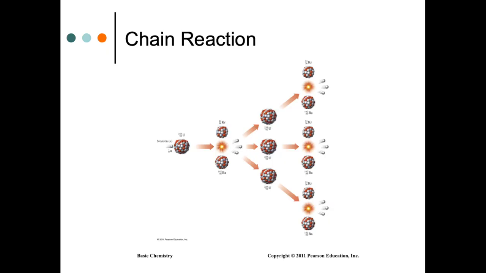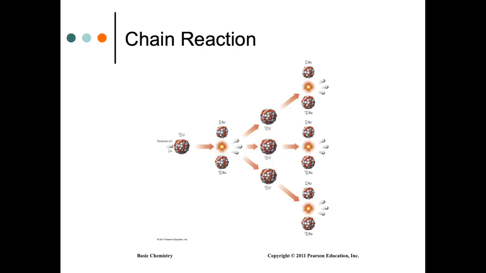This keeps on going continuously. Okay? Now, in order for a chain reaction to work, to be self-sustaining, you need what's called a critical mass of your radioactive material.